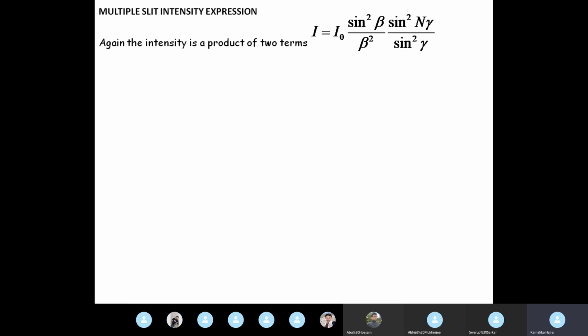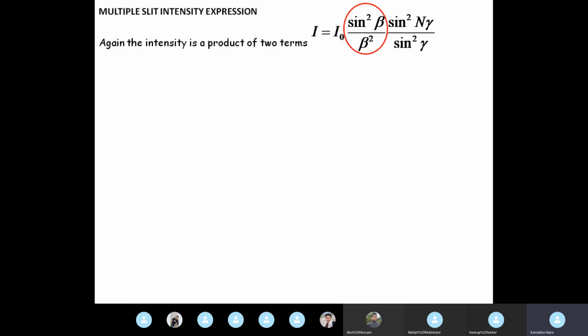So typically the intensity is a product of two terms, and we can see that these two terms are sin²β/β² and sin²Nγ/sin²γ. Now what does the sin²β/β² term represent?